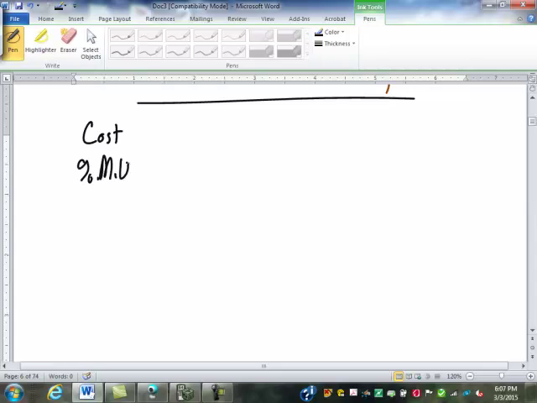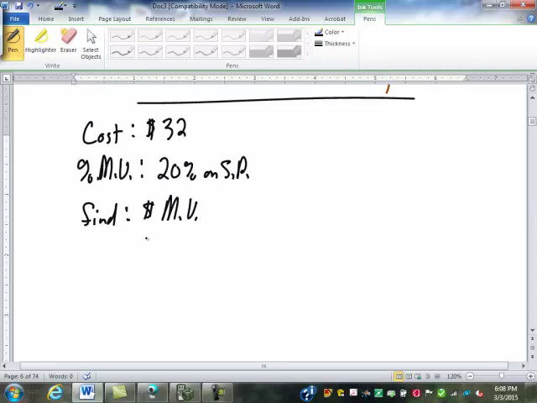So let's say we have the percent markup is 20% on selling price, and our cost is $32. Find the dollar markup. Let's take a look.